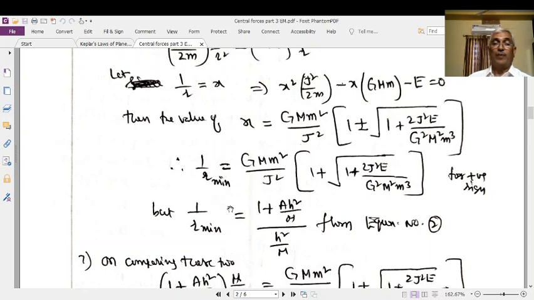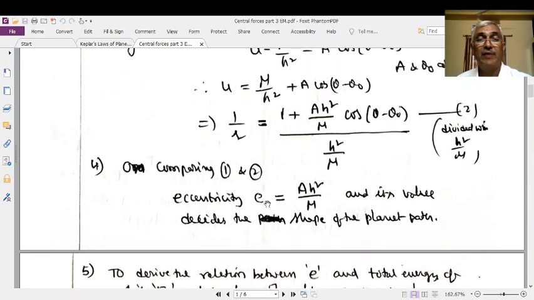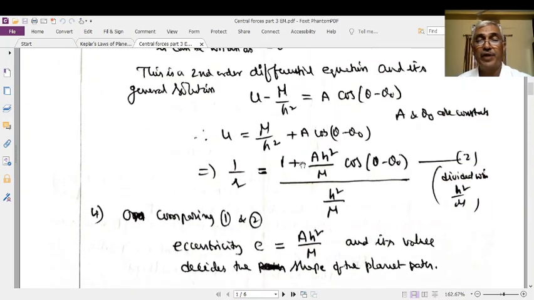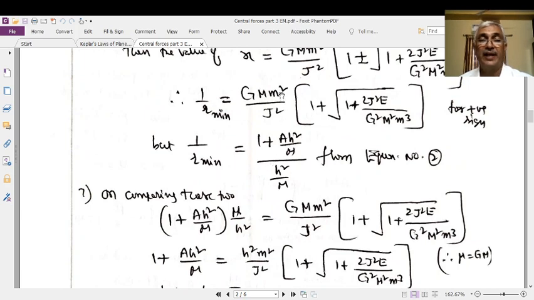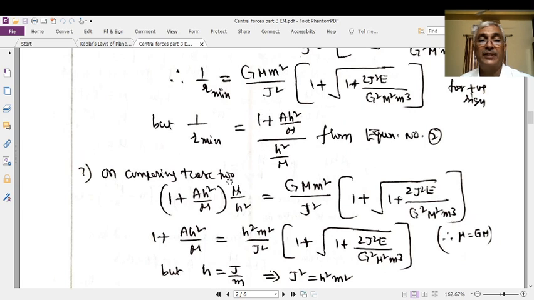But 1 by r minimum is equal to what? What is the equation here? The equation obtained earlier is 1 by r is equal to mu by h square into 1 plus e cos theta. That will be placed here, and these two are compared. When these two are compared, the LHS is 1 plus h square by mu into mu by h square, is equal to this one. Are you okay?